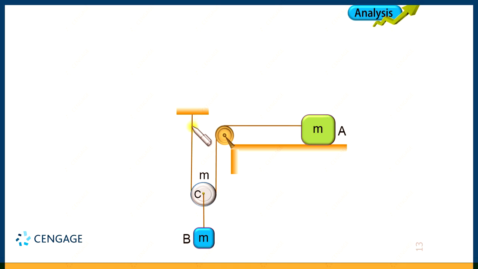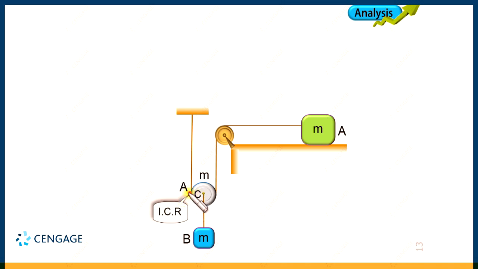This string is directly connecting to this point, that is the point of the disc. Say this point is point A. That means point A is directly connected with the top of the roof, which is not moving. So this point is also not moving, having 0 velocity and 0 acceleration. That means this is the instantaneous center of rotation. Okay, this is the instantaneous center of rotation.